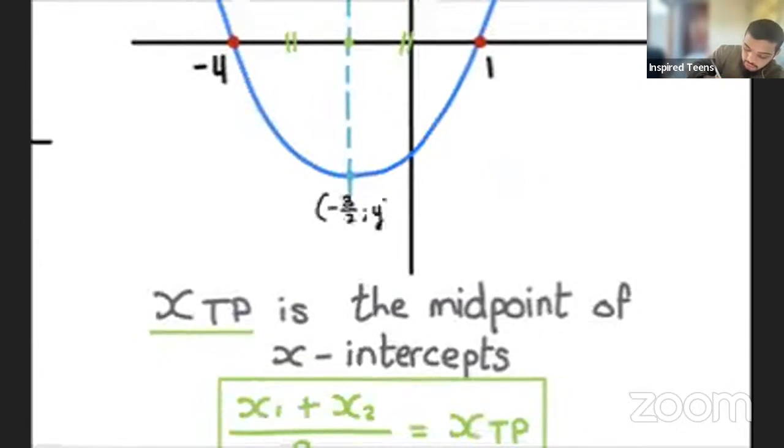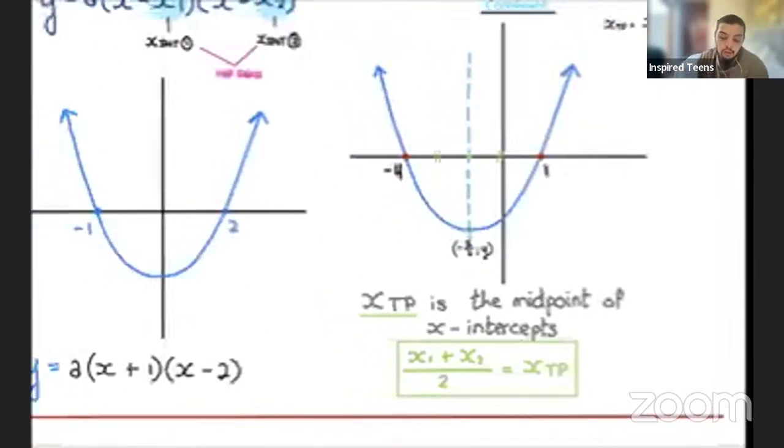and some y coordinate, which we can't get because we don't even have the equation. The way to get the y turning point would be to sub this into the original equation, which we don't have. So it's fine, -3/2 and y.